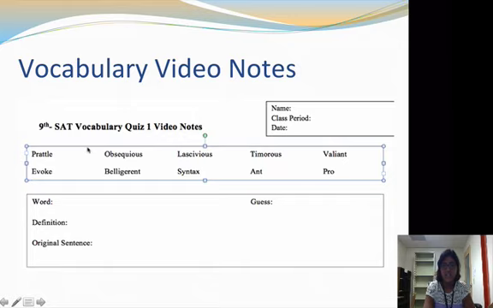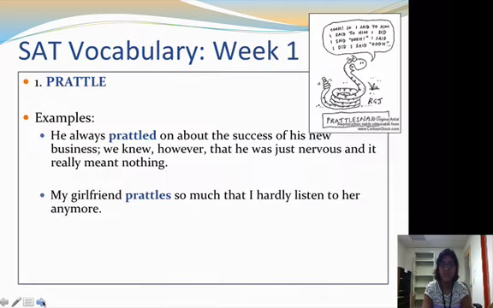So, for instance, this week, here are the 10 words. It's actually 8 words and 2 Latin roots. What you will do when you see the slides is you will copy the word that we're focusing on, read the sample sentences, write down your guess right here. Once you have a guess down, copy the definition, and then write your own original sentence using the word. Let's get started.